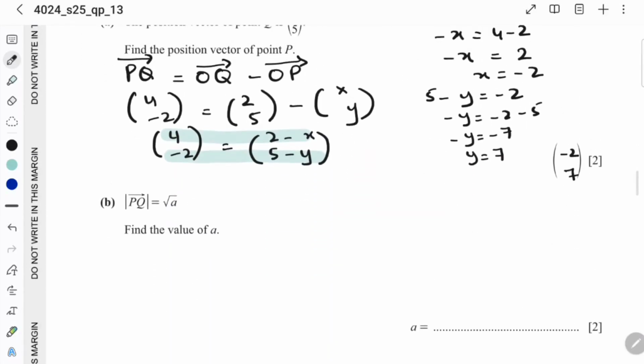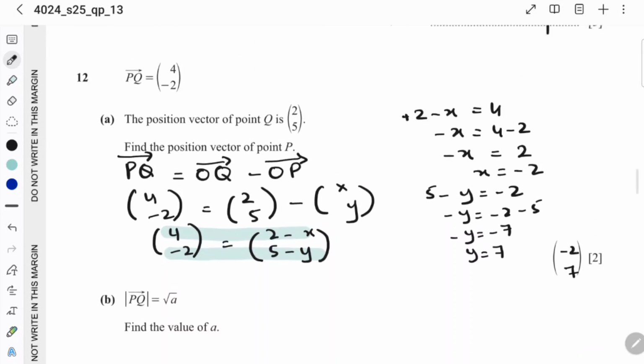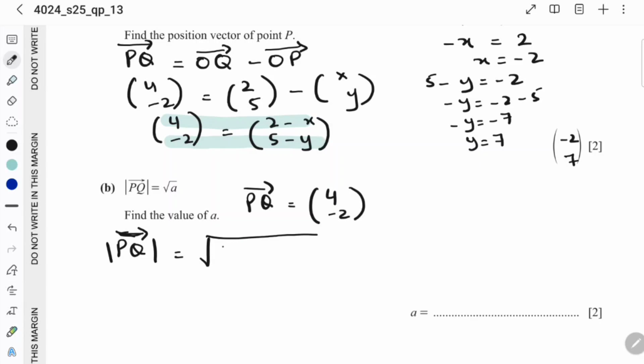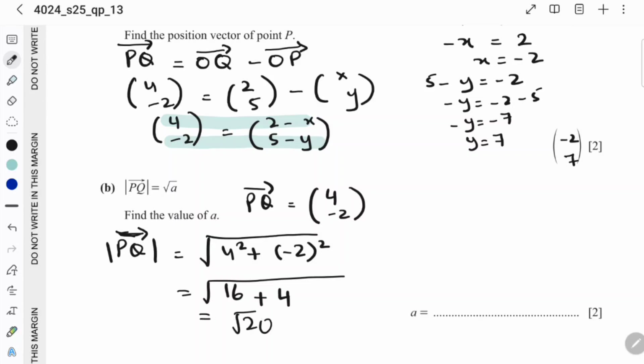PQ is equal to square root of A. Okay, it means that we'll have to find out the magnitude of it. PQ is given, column vector is 4, minus 2. So the magnitude of PQ will be equal to square root of 4 square plus minus 2 square, which is 16 plus 4, which is equal to 20. Okay, so the magnitude of PQ is equal to square root of 20. And magnitude of PQ, it's given in the question, is square root of A.